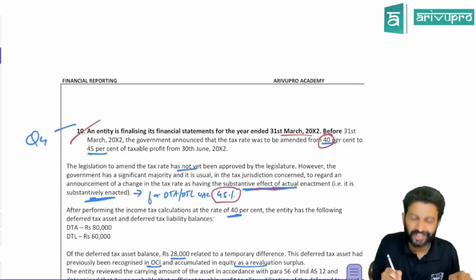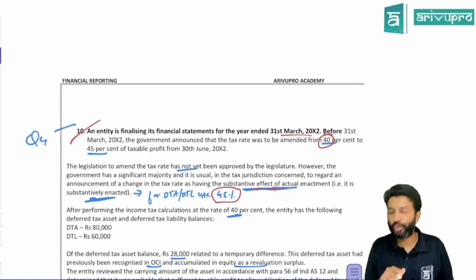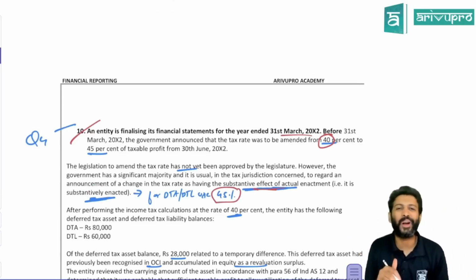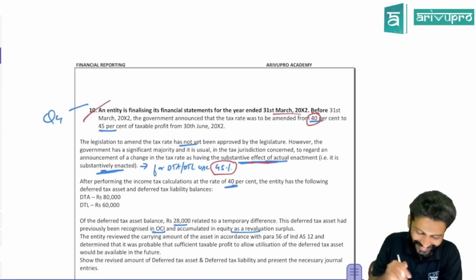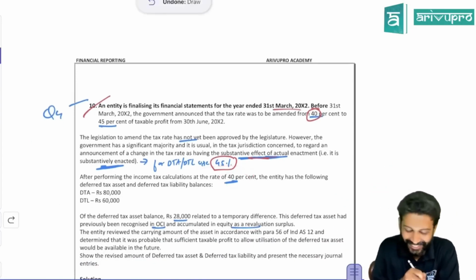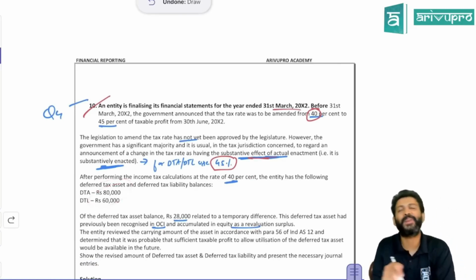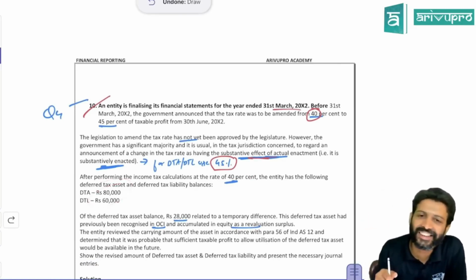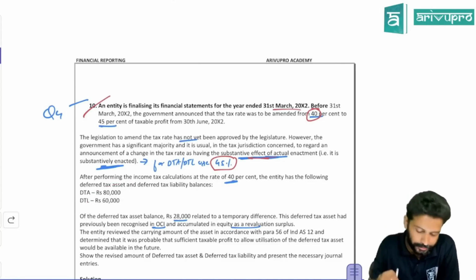That means you should use what tax rate? To create DTA and DTL, you should use 45%. But you know what our accountant would have done? He would have accounted 40%, I think. After performing the income tax calculation at the rate of 40%, the entity has the following deferred tax asset. So the accountant has created DTA and DTL at 40%.